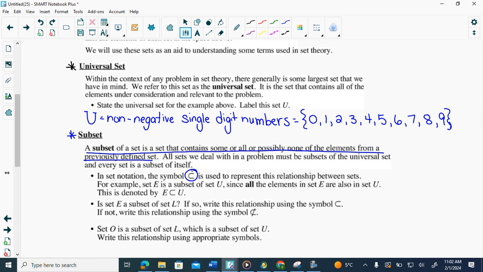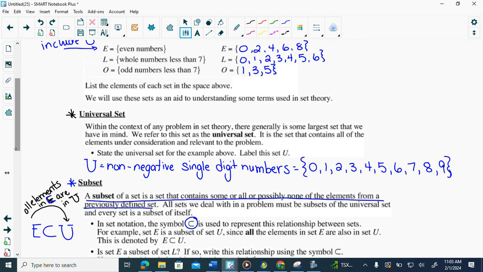So here it says, for example, set E is a subset of the universal set because all the elements in E are in the universal set. So what does that mean? If I go E is a subset of U, it means all elements in E are in U. So whatever one is listed first has to have everything in it. So example, E has 0, 2, 4, 6, 8, correct? Does U, which is the one after it, have 0, 2, 4, 6, and 8? Yes, so E is a subset of U.